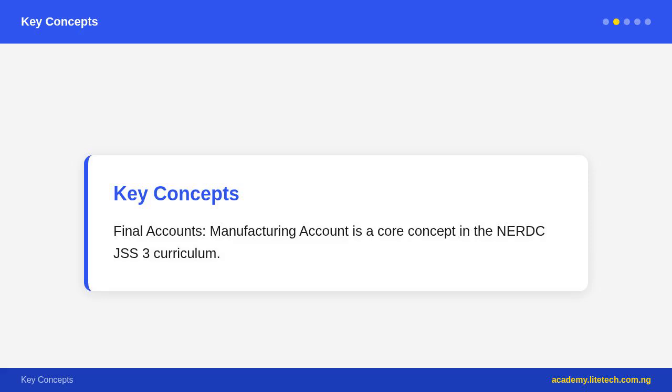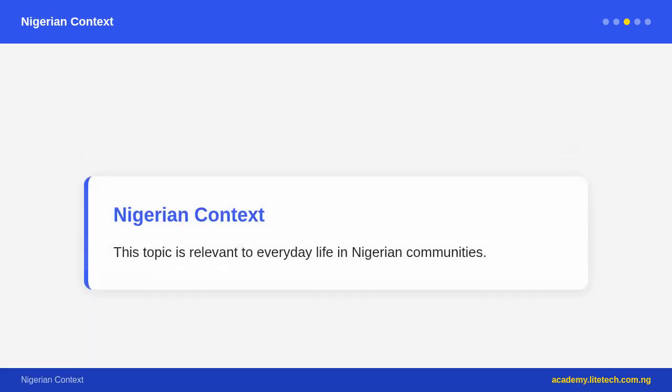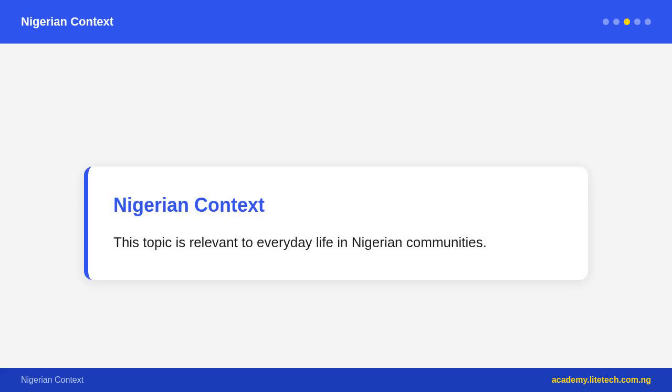Format of a manufacturing account. Direct materials used. Opening stock of raw materials plus purchases of raw materials equals materials available. Less closing stock of raw materials equals direct materials used. Direct labor, factory wages. Prime cost equals direct materials used plus direct labor. Add factory overheads. Factory rent plus factory power plus depreciation of machinery plus other factory overheads equals total factory overheads.